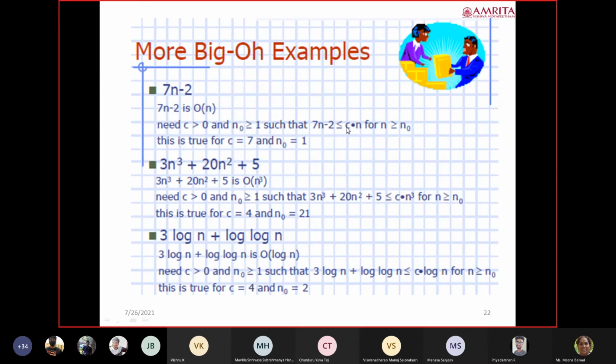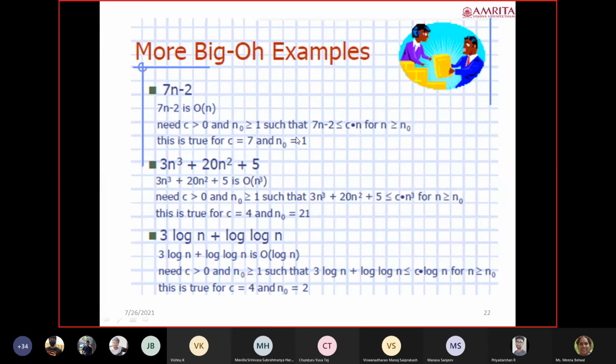Such that f(n) is less than or equal to C of n for n greater than or equal to n0. So you need to find the constants. Let us keep C as 7 and n0 as 1. Then 7n minus 2, with n as 1, gives 7 minus 2, that is 5, which is less than or equal to 7. Obviously, because n has a minimum value of 1, it is 7 minus 2, that is 5, which is less than 7.